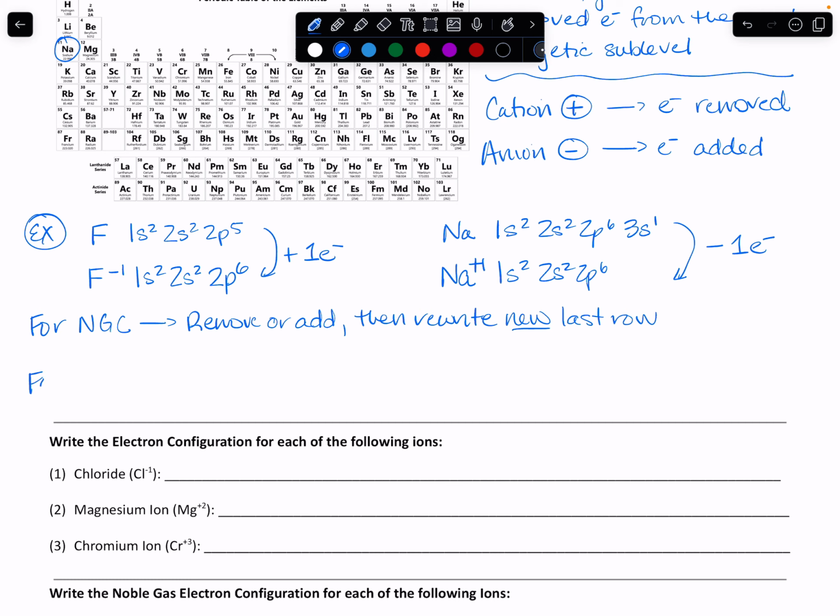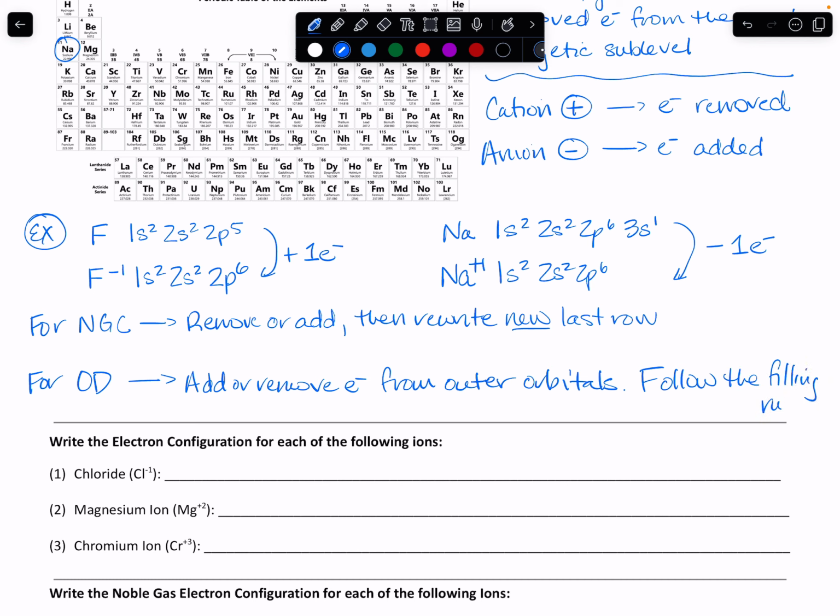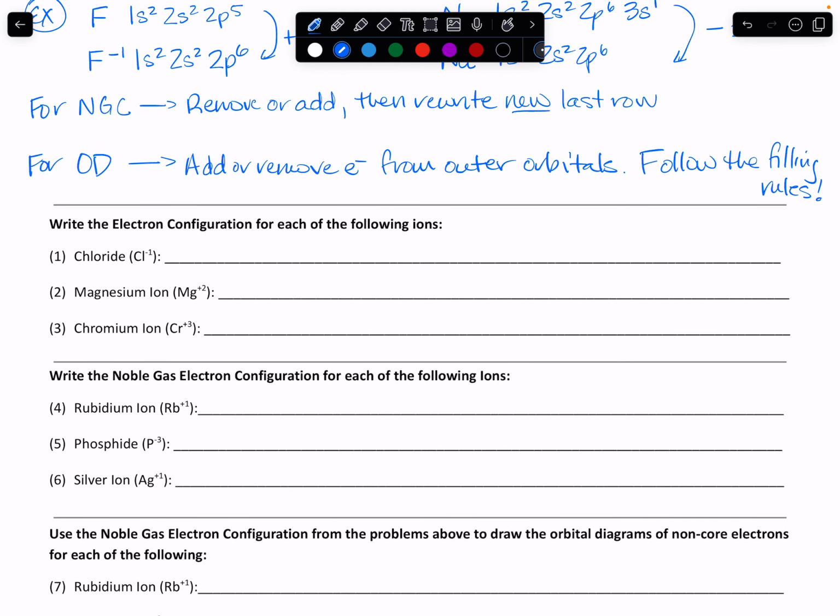For our orbital diagrams, we're going to remove or add electrons from the outer orbitals. And we need to remember to follow the filling rules. Again, if you need to go back and watch that other video, those filling rules are the Aufbau principle, the Pauli exclusion principle, and then Hund's rule. So make sure you understand what those are. So let's look at these electron configurations.